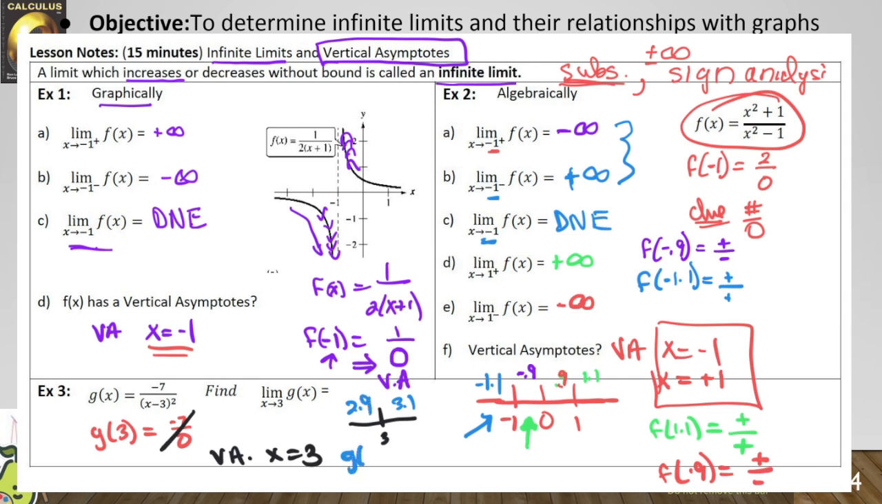So g at 2.9 is going to be a negative over a positive, which of course is negative infinity. And then g at 3.1 is a negative over a positive, which is negative infinity. So both the right side and the left side are going to negative infinity. So the limit for this one does exist, even though it's a vertical asymptote, and that limit is negative infinity.